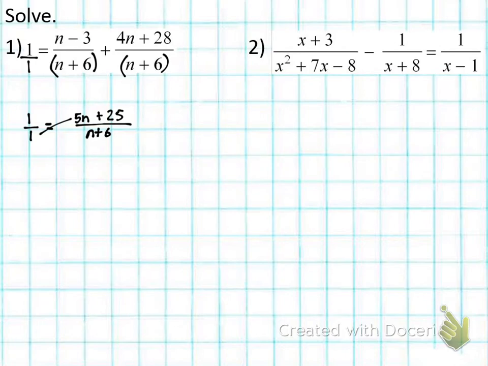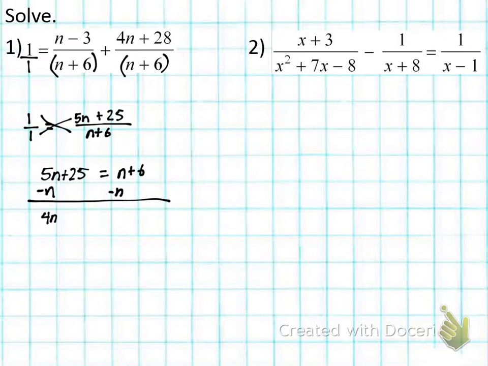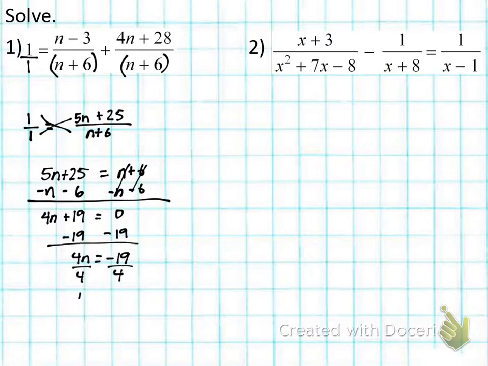1 times 5n plus 25 is 5n plus 25. 1 times n plus 6 is n plus 6. Then I'm just going to solve. This is just like a pre-algebra problem. We're going to combine like terms. Got 4n, and I'm also going to subtract 6 on both sides. Plus 19 is equal to 0. Then I'm going to subtract 19 on both sides and solve this. And we get n is equal to negative 19/4. Okay? I can't simplify this fraction, so I'm all done.